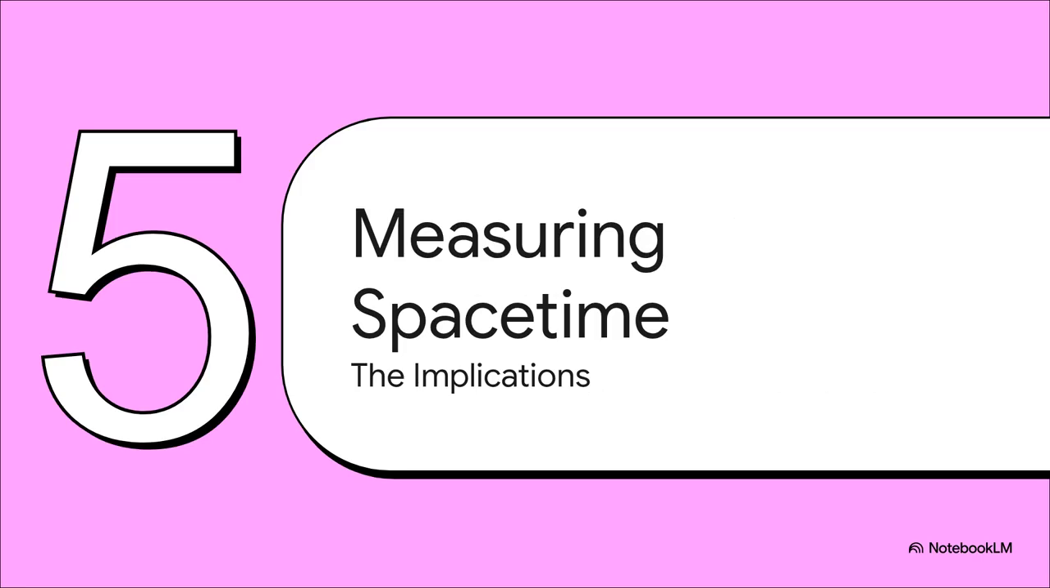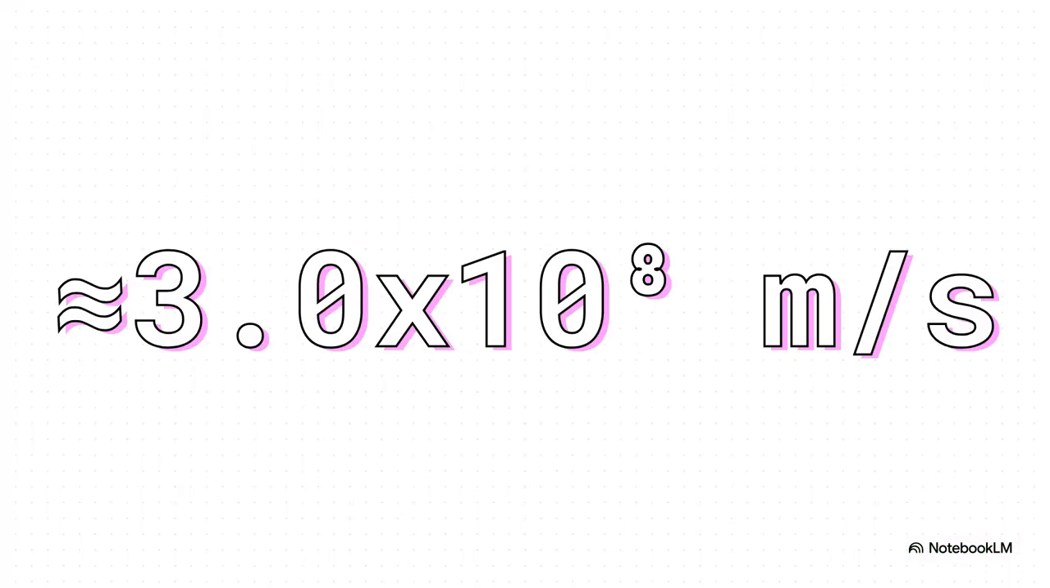So, okay, they did it. But what does this all mean? What are the bigger takeaways from this incredible experiment? Well, the number they got was about 3.0 times 10 to the 8th meters per second. Now look, there's about a 20% uncertainty there, so it's not going to win any awards for being the most precise measurement ever. But that was never the point. The real victory here was proving that the method works, that it's even possible to do this.